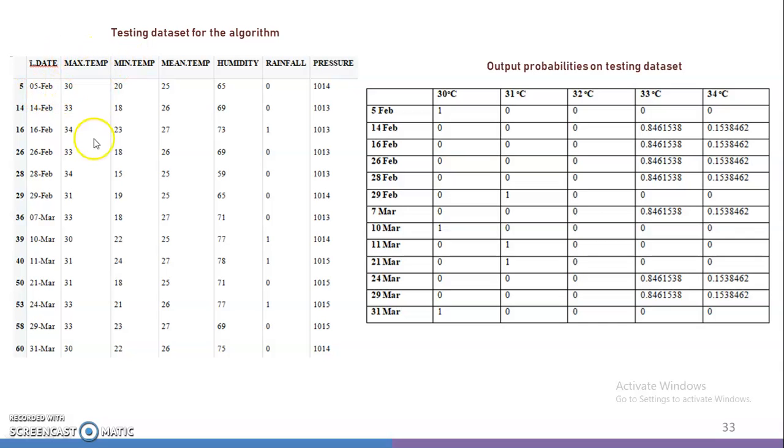We just focus on this maximum temperature, and just predict the maximum temperature part. Similarly we can predict the others, but for showing purposes only the maximum temperature part.